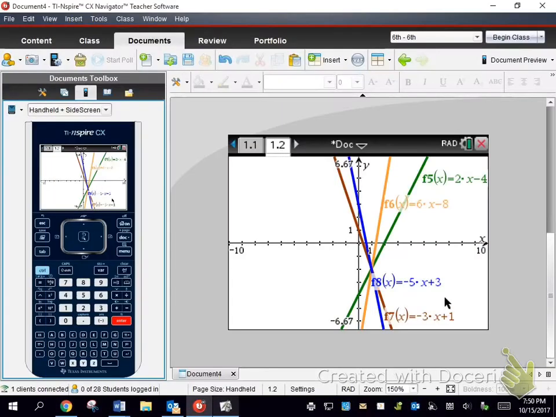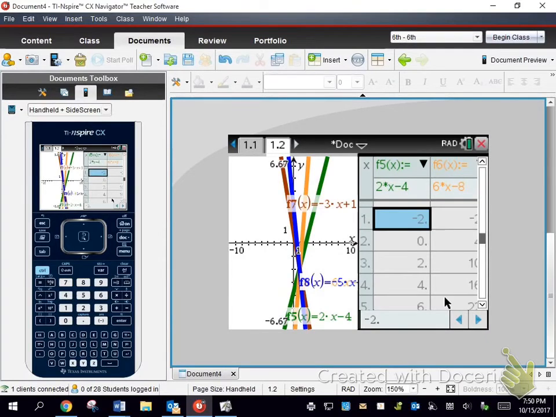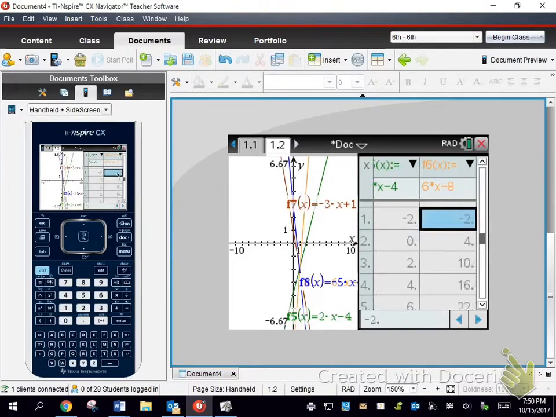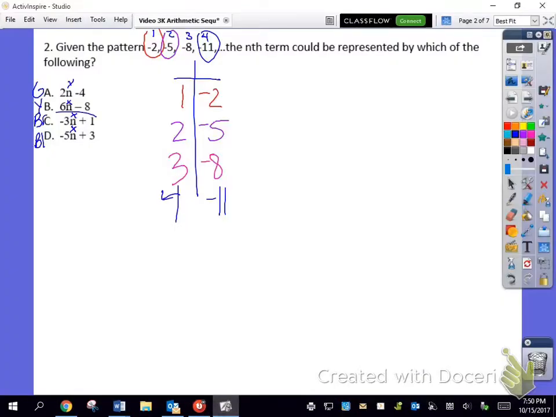Now remember, you want to go to those tables, hit Control T, and that first term should be -2. That matches, but 2 should be -5, so that does not match. Okay, that's a -2, but the second one should be a 4. That does not match. -2 matches, -5, -8, -11. So the brown one, that is my match. Okay, so that's my answer.